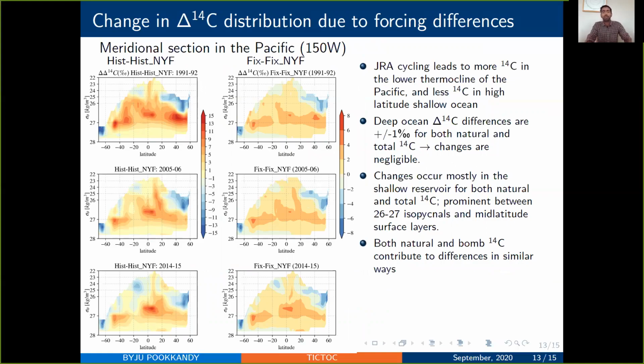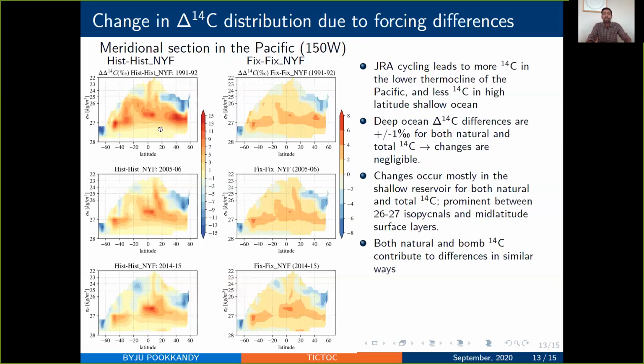We have a simulation forced by JRA normal year forcing that simulates a steady state ocean. Therefore, the difference between the JRA and JRA normal year forced simulations provides information on the change in delta C14 distribution due to the difference in air-sea exchange and interior ocean dynamics. Here we show the change in delta C14 distribution due to the forcing differences in the Pacific along the 150 west transect, between the HIST minus its NYF simulation and fixed minus fixed NYF simulations.